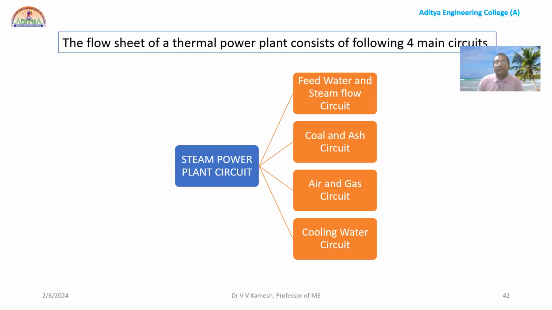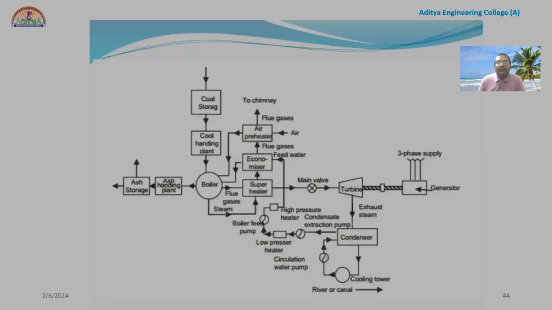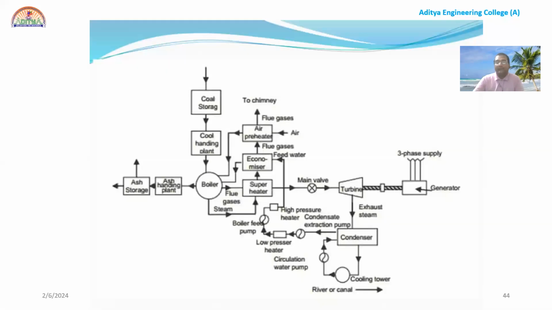Now in the steam power plant, we'll go deeper. The flow sheet of the steam power plant consists of 4 main circuits, right? In some cases we have 5, but remember the main ones: feed water and steam flow circuit, coal and ash circuit, air and gas circuit, and cooling water circuit. So this is how the steam power plant works.